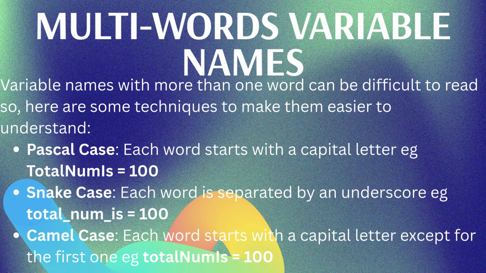Next up, you can have snake case, and here, each word is separated by an underscore. So total underscore num underscore is. Also, you can use camel case, and this is where each word starts with a capital letter, except for the first one. So total, or small letters, and then capital N, small u, m, and then capital I and small s.